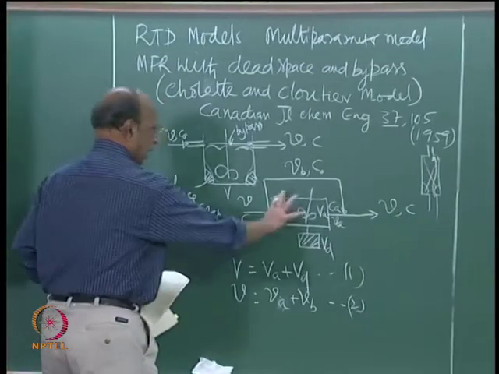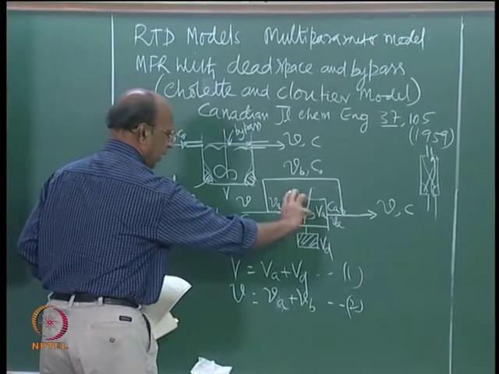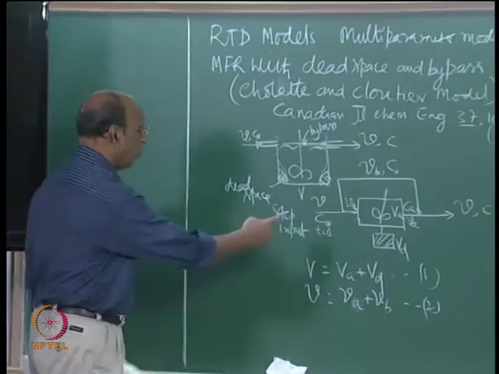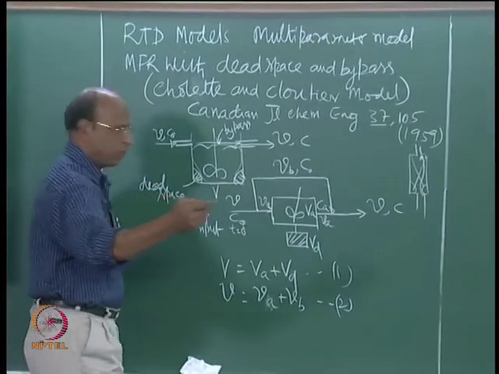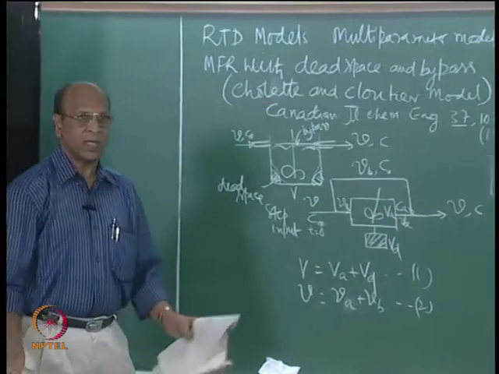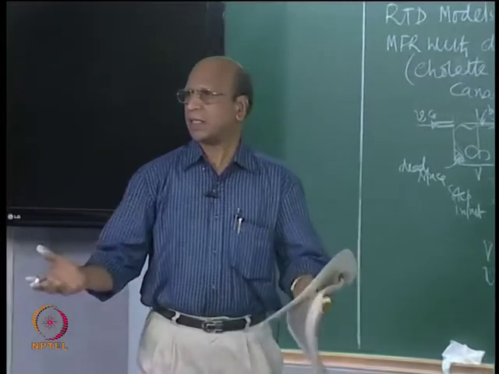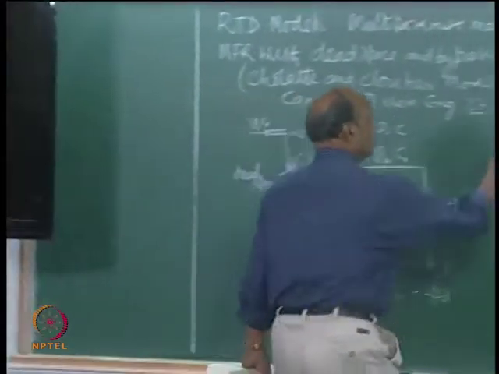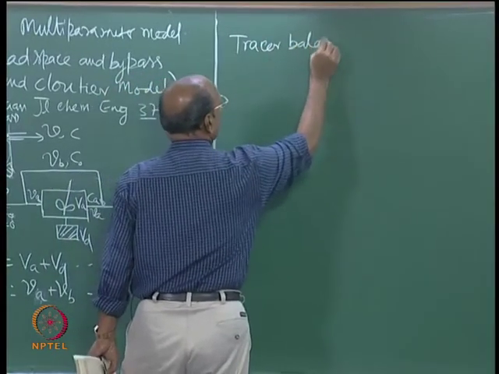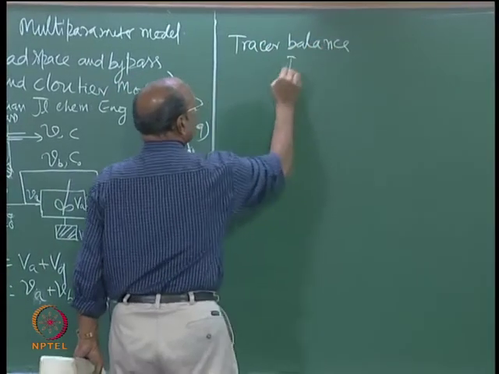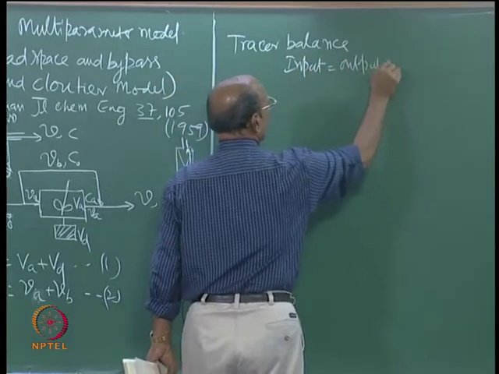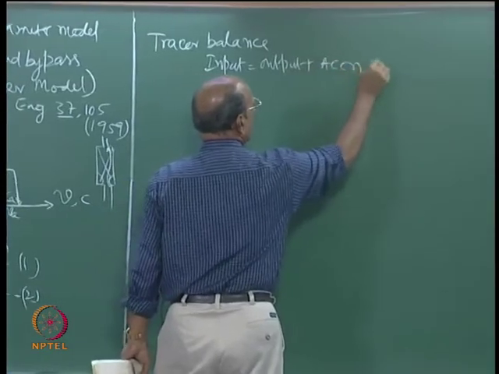Now I have to write the material balance for this particular active zone. Here again we have tracer input after some time t, tracer output, accumulation and reaction. Reaction we are writing only for the tracer balance, and reaction is 0. Let me write again once more: input equals output plus accumulation plus reaction.